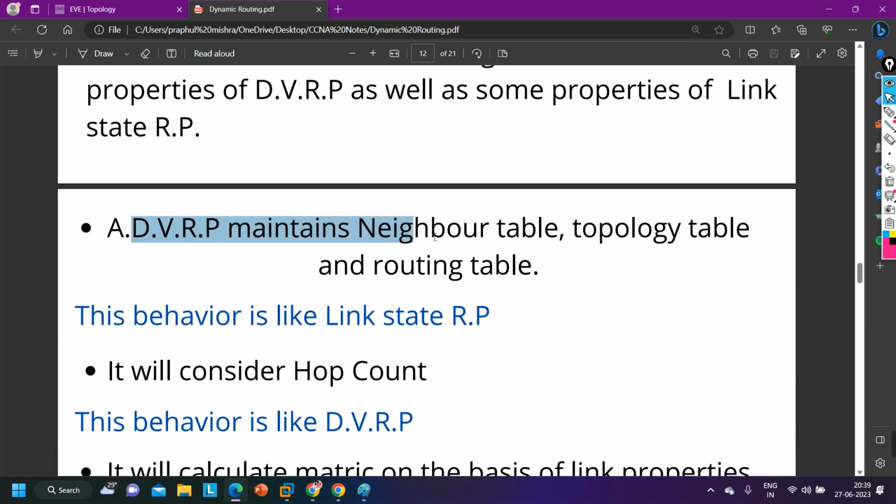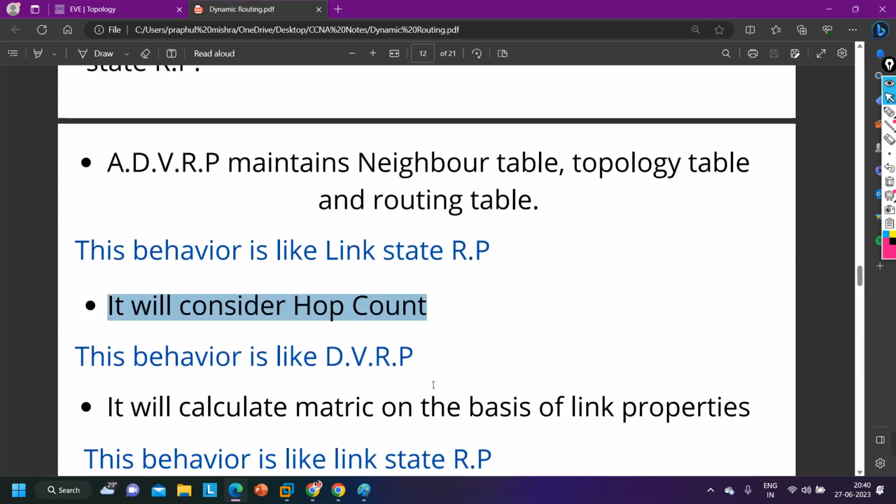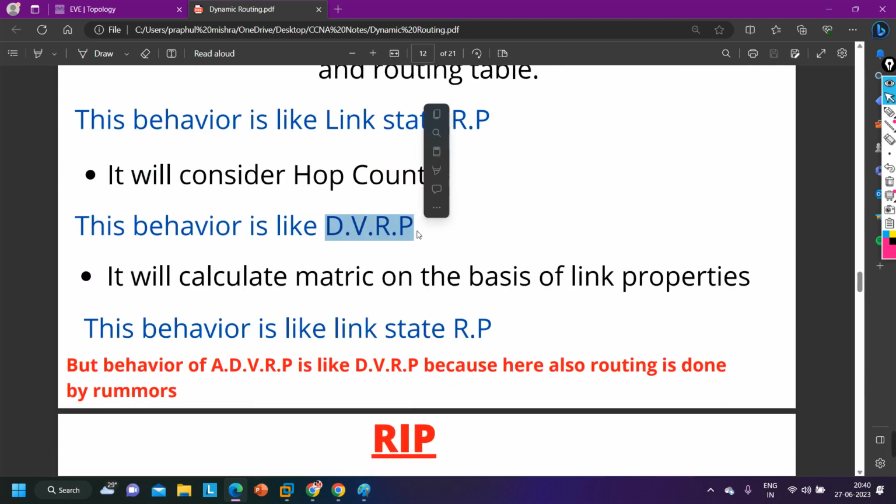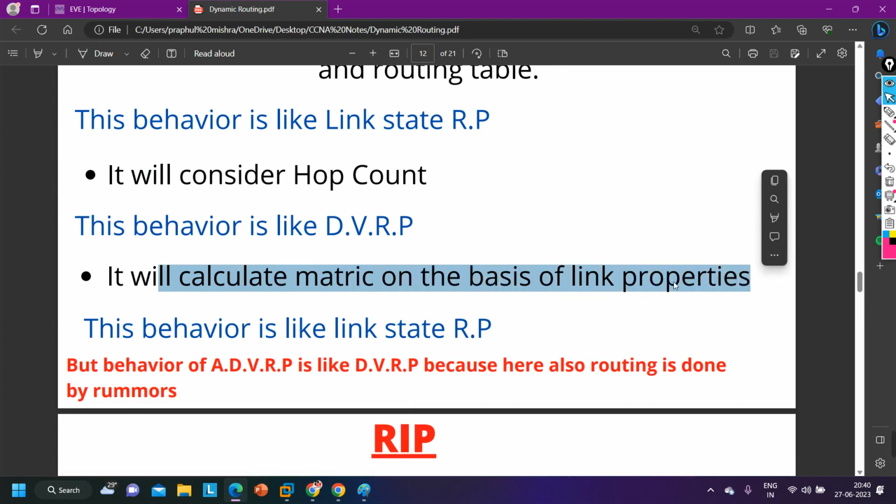Advanced distance vector routing protocol maintains three types of table. This is a property of link state routing protocol. Yes or no? Yes, sir. After that, it considers hop count as well. So this is the property of distance vector routing protocol. And this behavior is like link state routing protocol, meaning it calculates metric on the basis of link property.